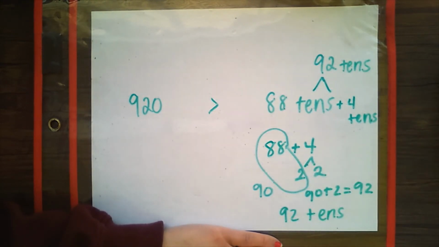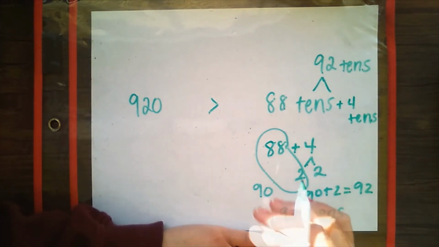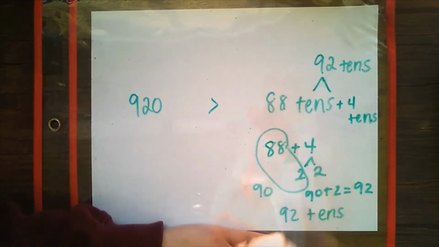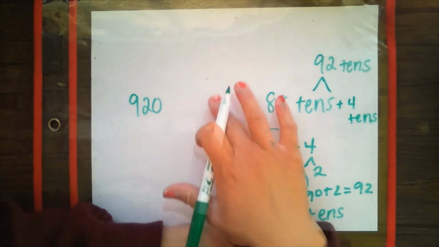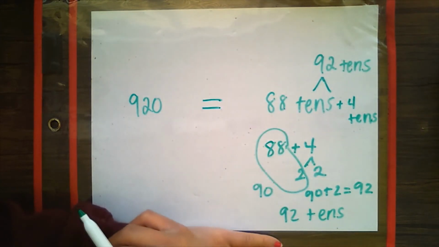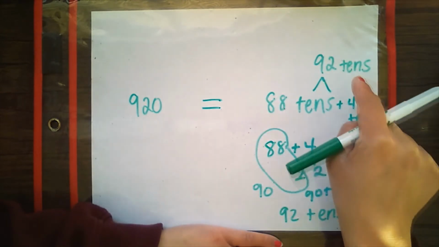Now, I want you to pause here and tell a friend or a family member about what is going to happen to the symbol before we come back and talk about it as a team. Alrighty, my friends, welcome back. Our sign is going to change to an equal sign. 920 is equal to 92 tens.